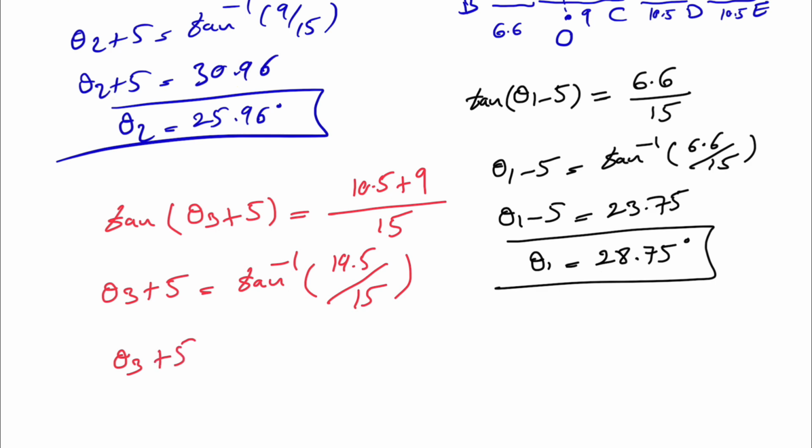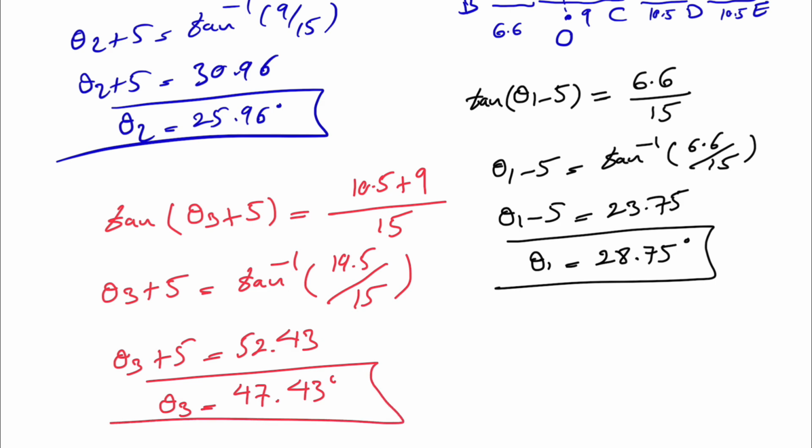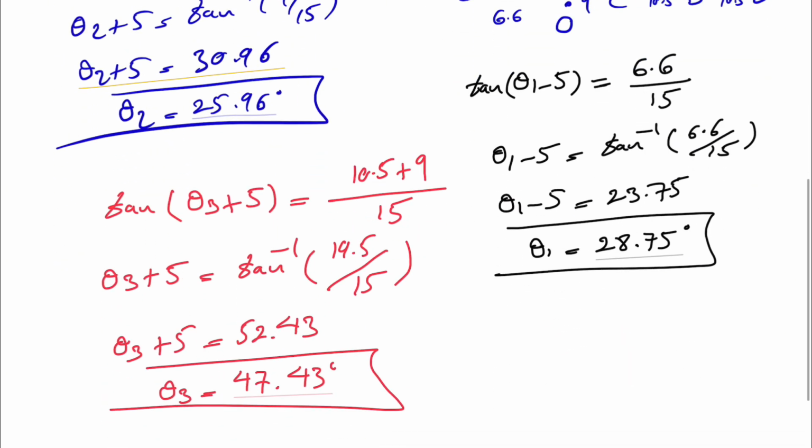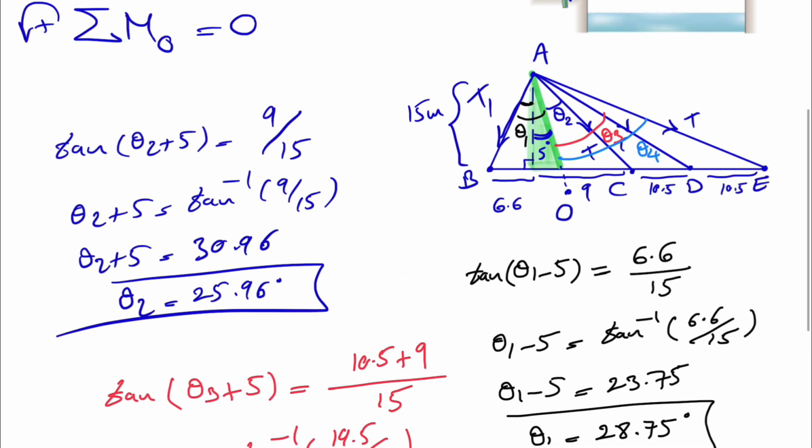So theta 3 plus 5 will be equal to 52.43, and here our theta 3 will be 47.43 degrees. And there is only one more left, and that would be the theta 4. And for theta 4, we're going to consider this right triangle, and if we want to find the tangent of theta 3 plus 5, so we have 2 times 10.5 plus 9 over 15.